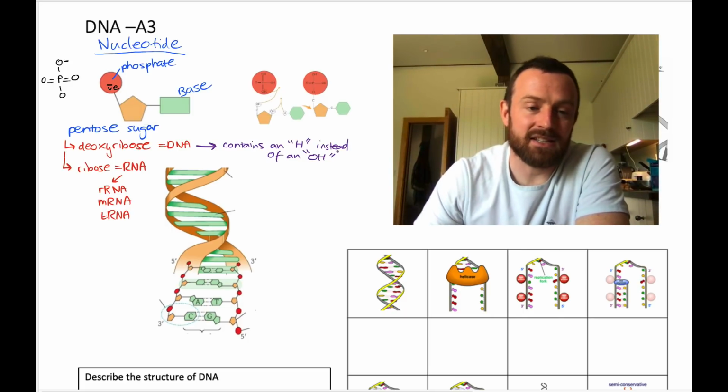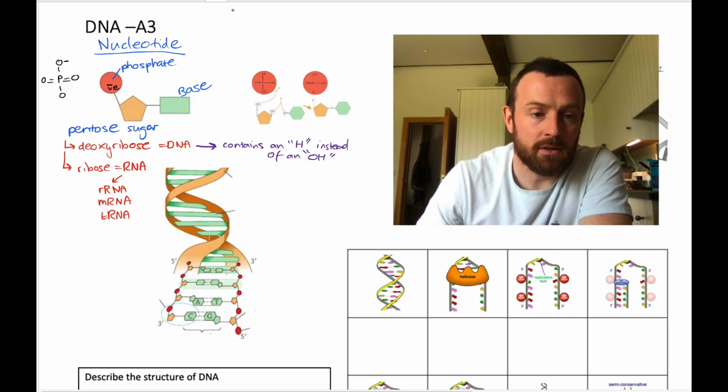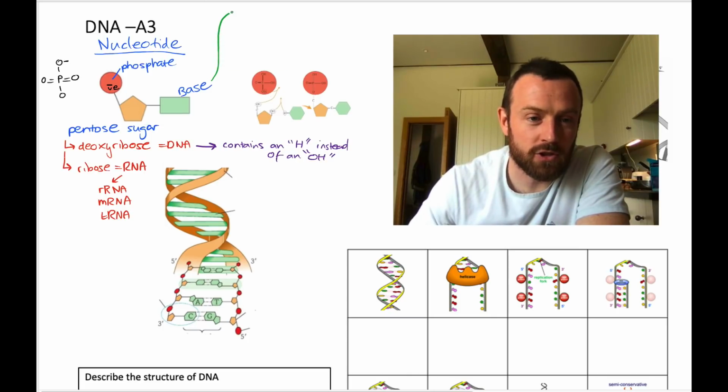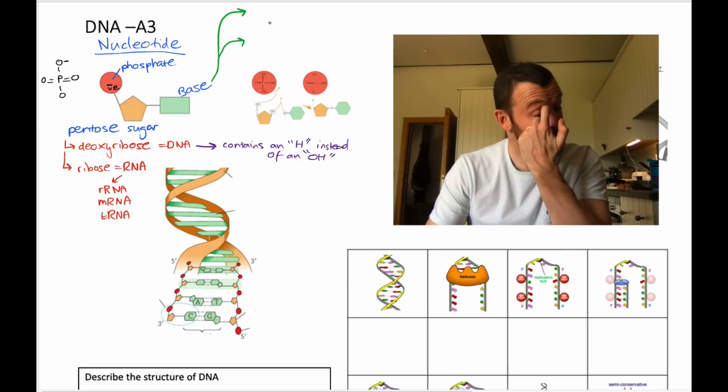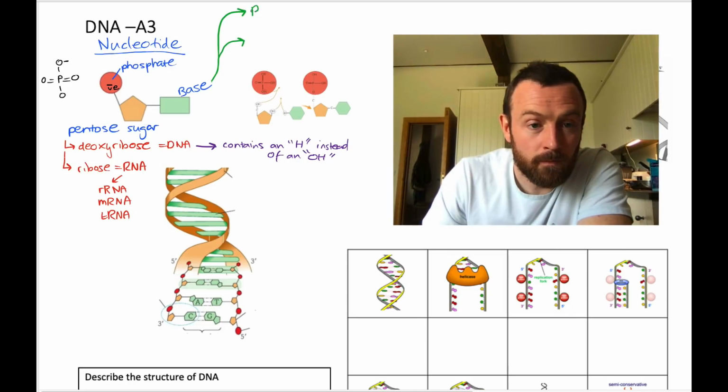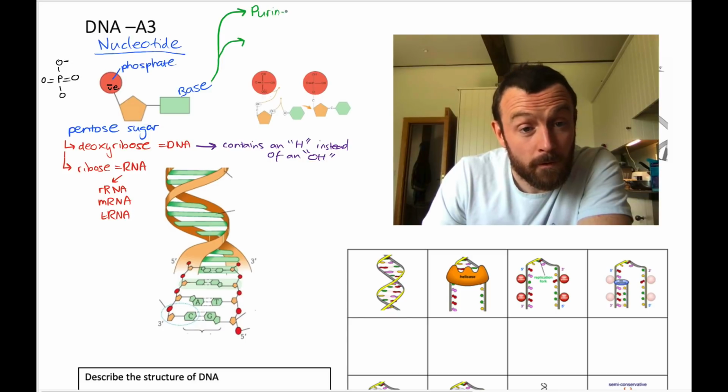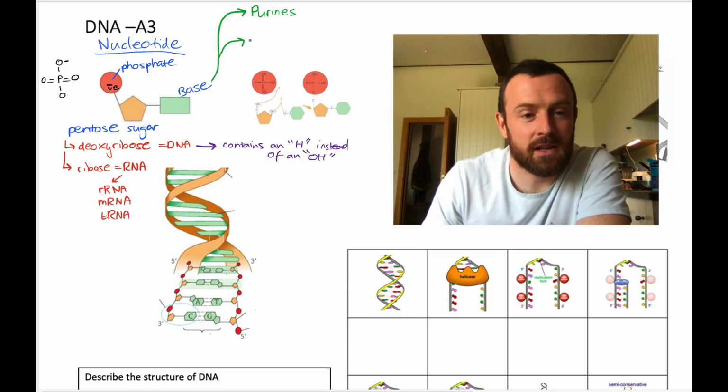Now, the bases vary, okay? So let's zoom into the bases. This is important. We've got two different types of bases. The first type of base that we've got is purines, and the second type are pyrimidines.